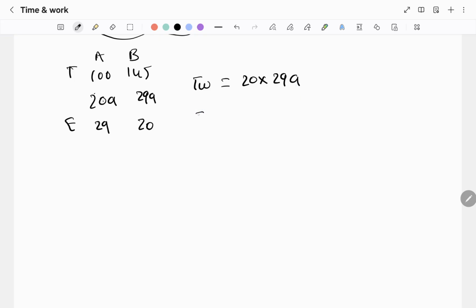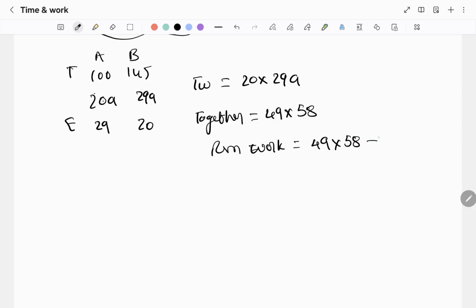So together worked for 58. Together efficiency is 49. 49 into how many days they worked? 58 days. Remaining work will be 49 into 58 minus 20 into 29A.